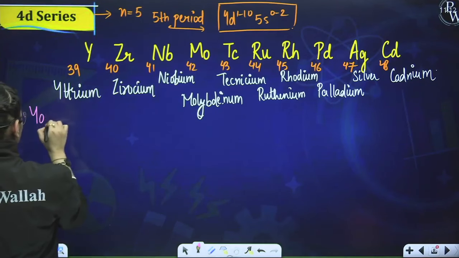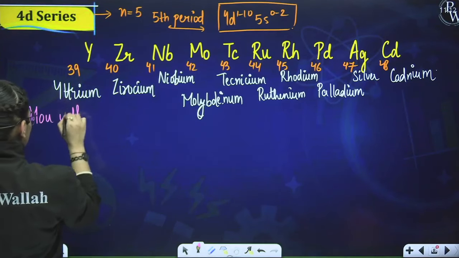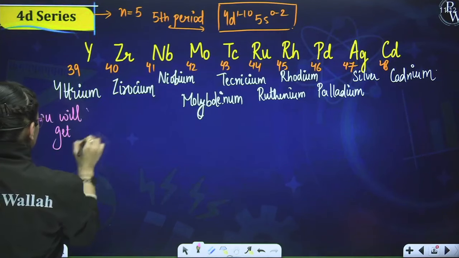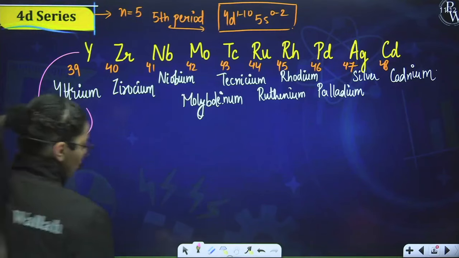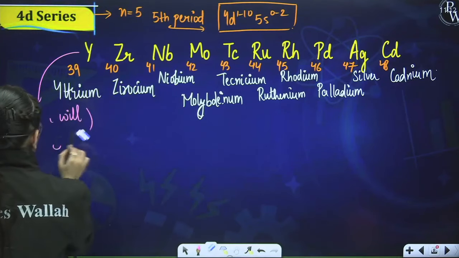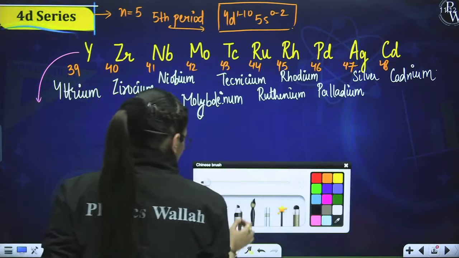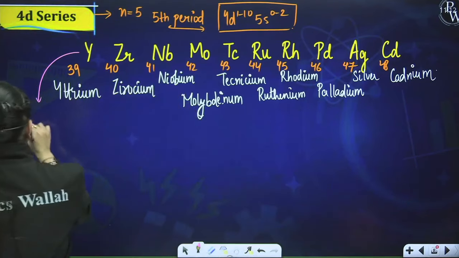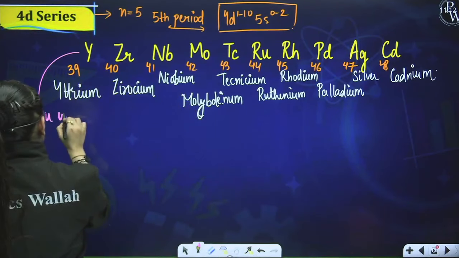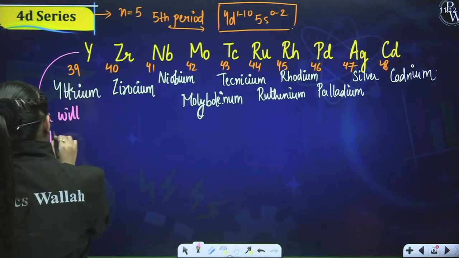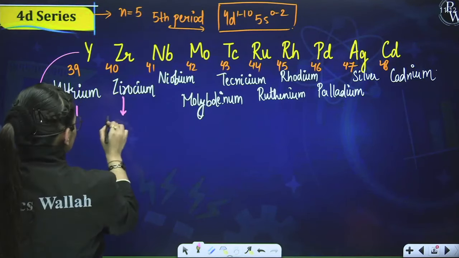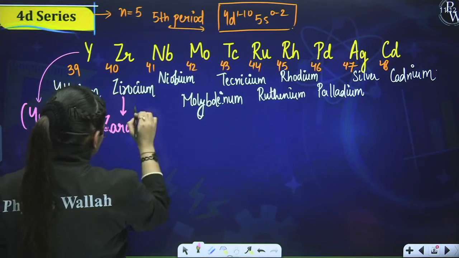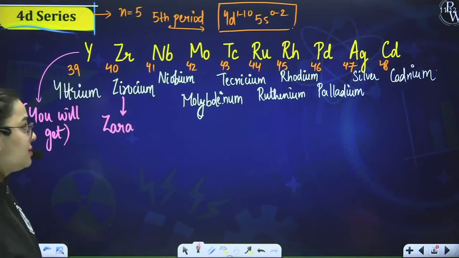From Y, it comes out to be, you will get. From Y, it is you will get. From Zr, it is Zara. Now, Zara is a brand, right? I guess you all know Zara is a brand.